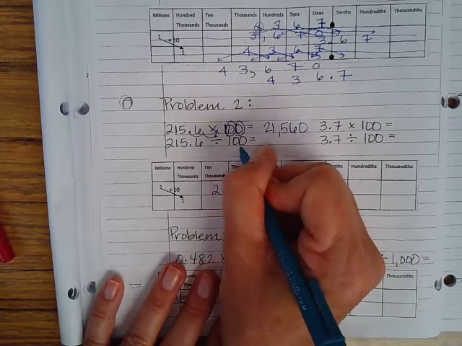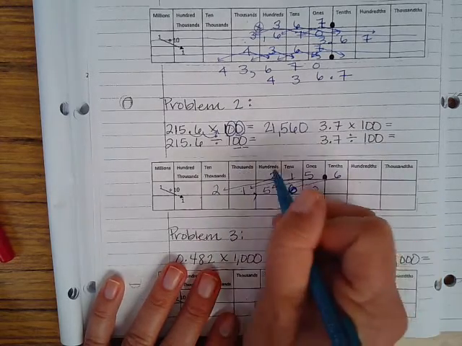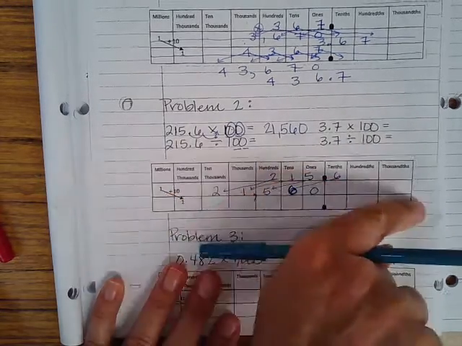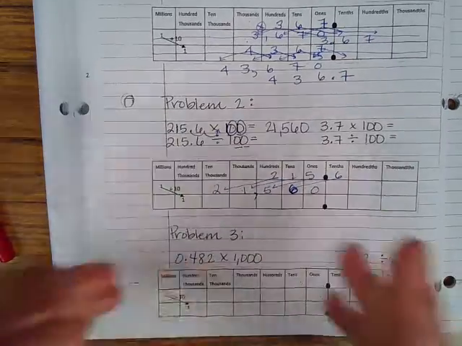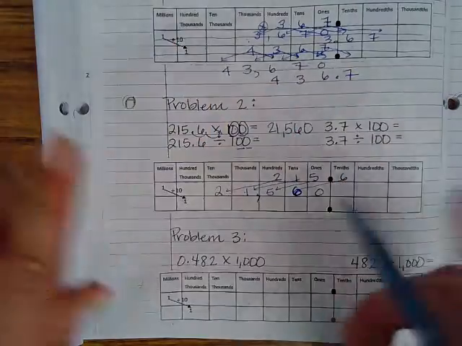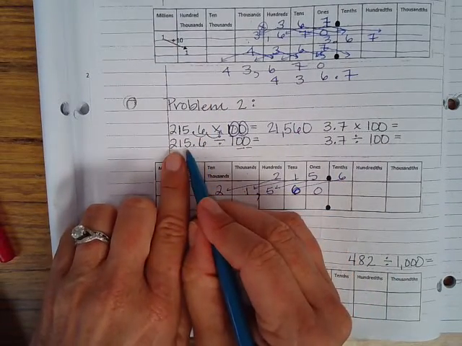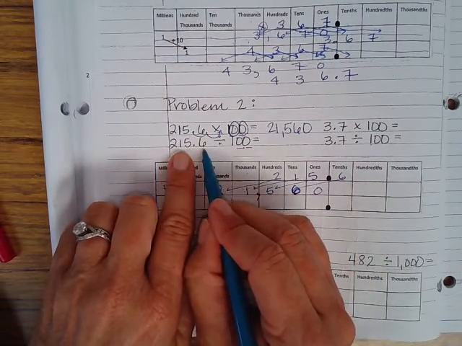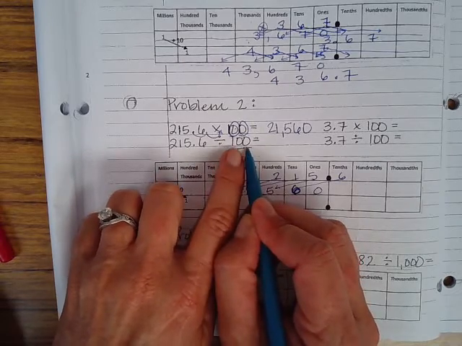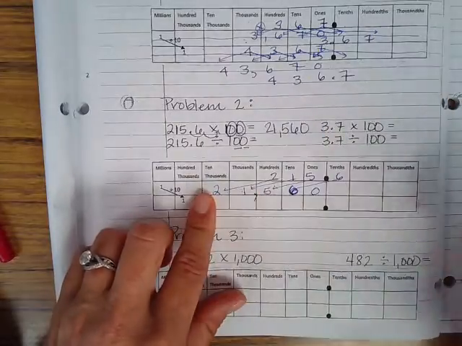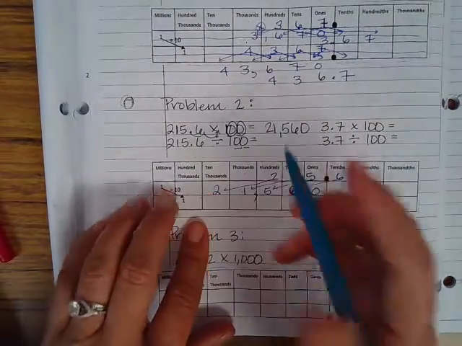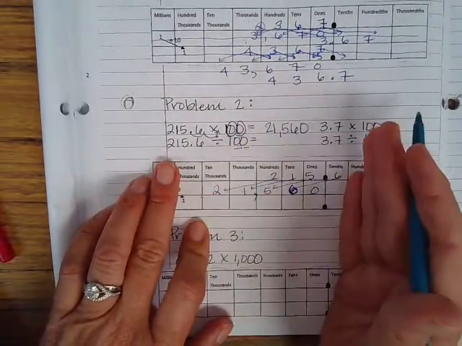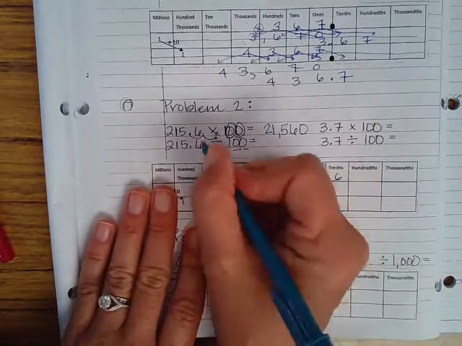Now, on dividing by 100, your number is going to move backwards because the number is going to be smaller. You're dividing it up 100 times. So you're dividing this number, 215.6, you're dividing it up 100 times. So it's becoming 100th, as it's 100th of its former self, if you want.